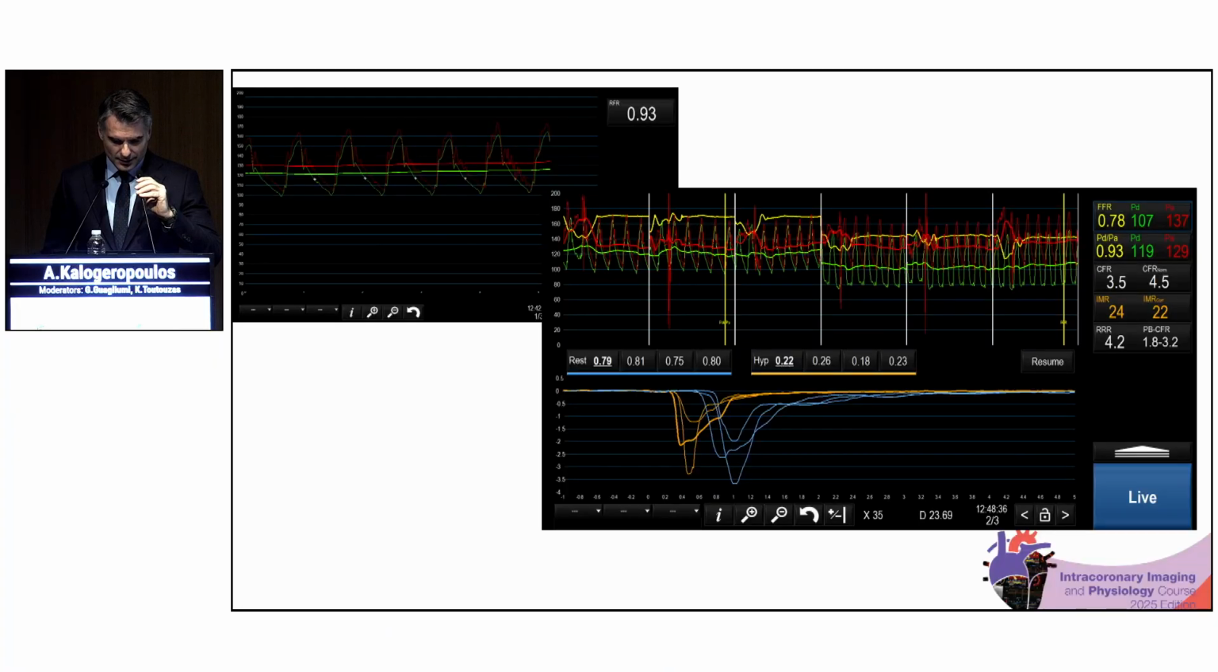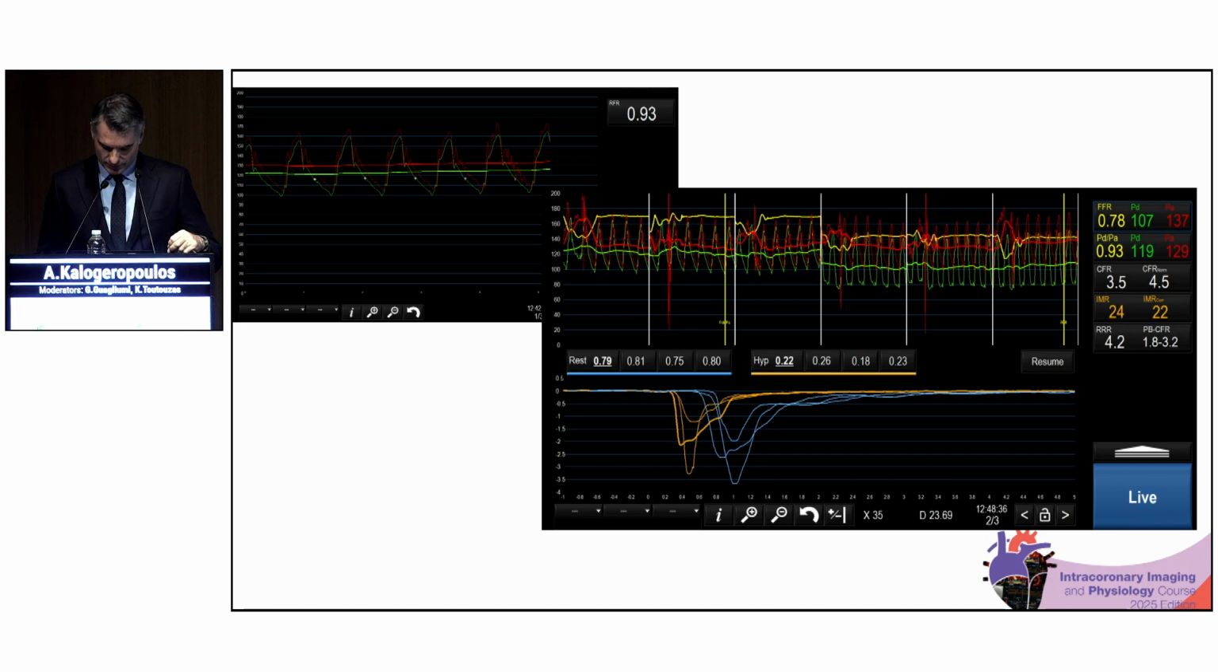Okay, so the next step, physiology. That was my preference. And we did a resting index, a resting full cycle ratio. We can see that it is negative. And then as a protocol, we proceed to microcirculation and FFR assessment. Now we can appreciate that actually the FFR is positive, it's 0.78 in a symptomatic patient. And borderline, normal microvascular function with an IMR of 24, if you consider 25 as the abnormal value.